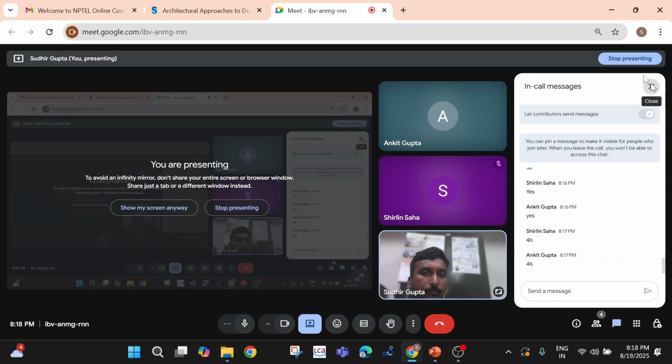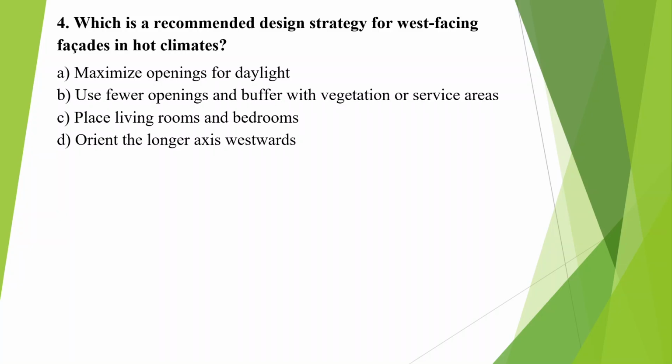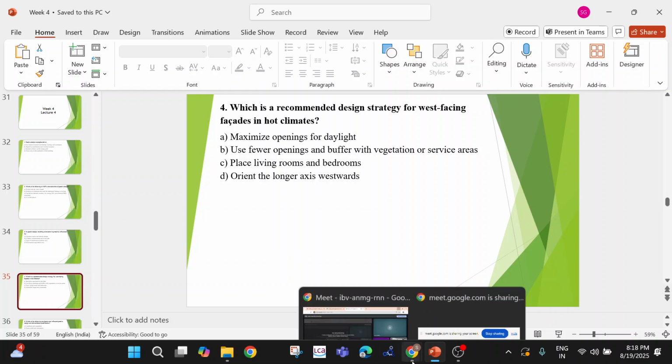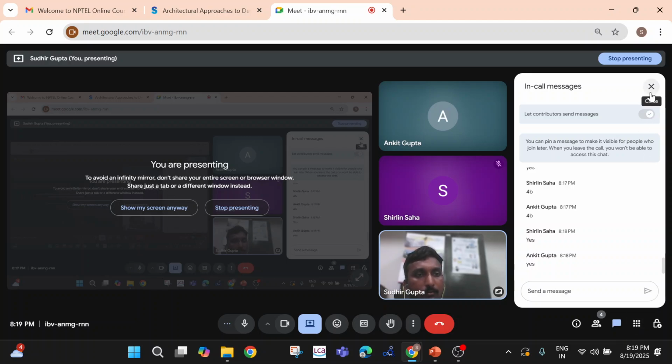So B option is the correct answer for this question. That is, use fewer openings and buffer with vegetation or service areas. That will help us to reduce the heat gain. That's why designers are recommended to provide limited openings or place service spaces such as the staircase and washrooms on the west side as thermal buffers when designing west facing facades in hotter climate conditions. So this was well discussed, and option B has been opted by most of you. So I hope this is clear. So can we move to the next question?